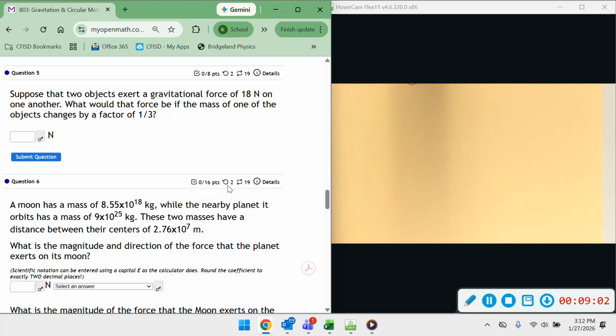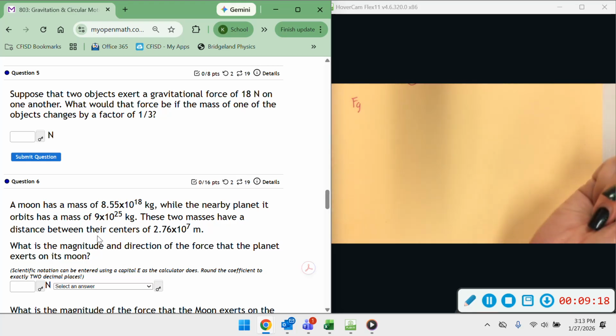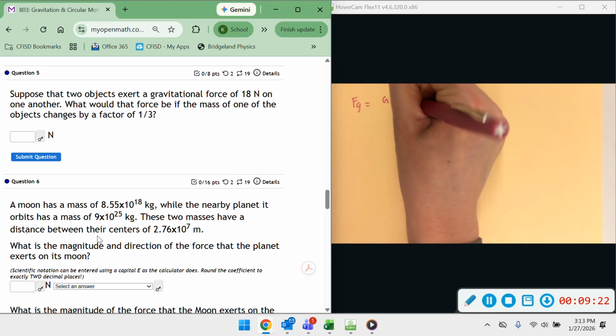Question 5. Suppose that two objects exert a gravitational force of 18 newtons on one another. What would that force be if the mass of one of the objects changes by a factor of 1/3? Okay, so this is a proportional reasoning question, again going back to the universal law of gravitation. That equation looks like this.